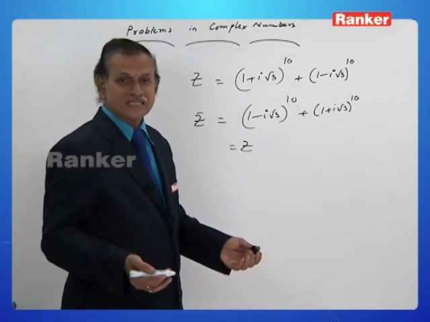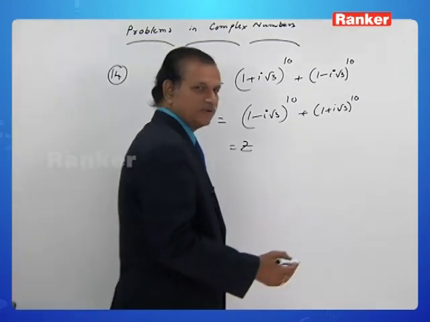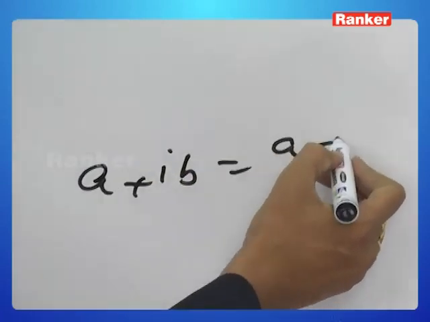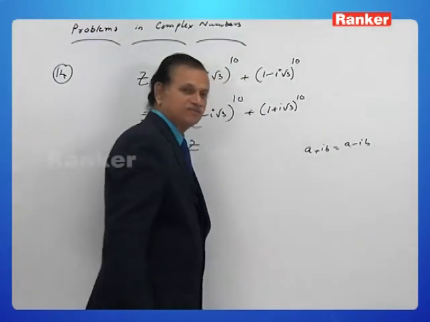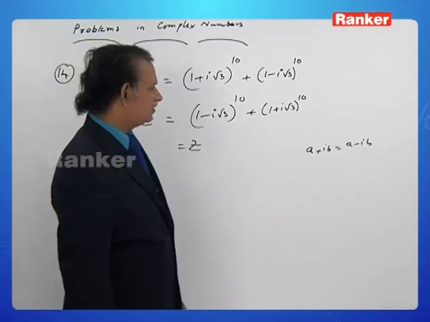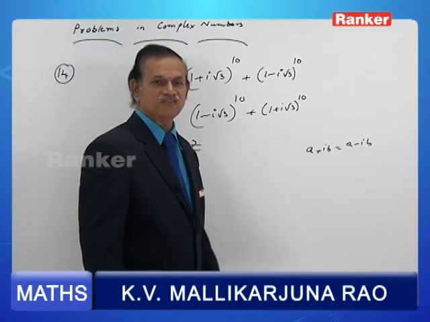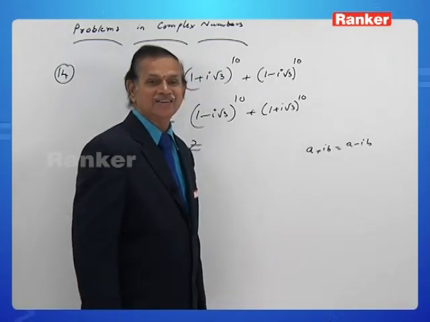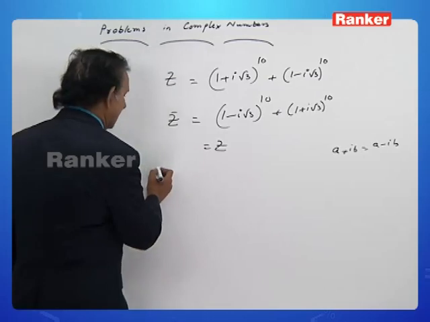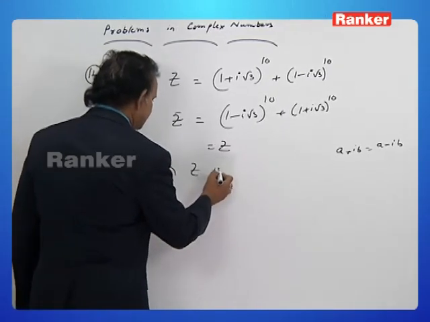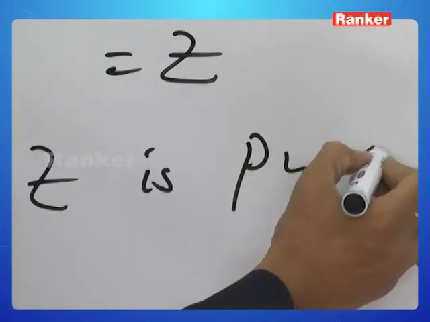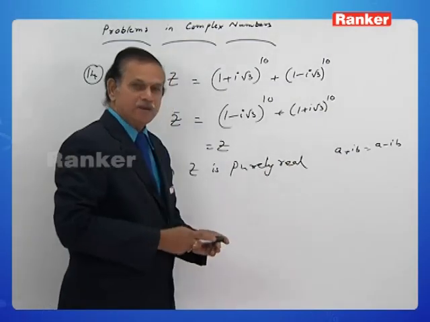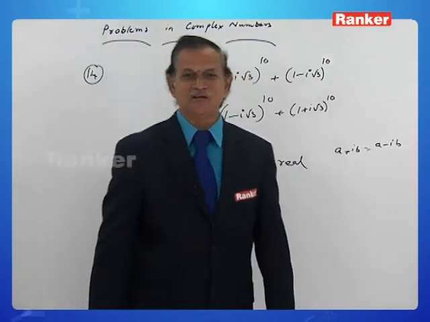What happens when such things occur? It's very simple. Suppose a plus ib is a complex number coinciding with a minus ib. What is the consequence? You can cancel a, and ib plus ib is 0, that is b is 0. As b is 0, it is purely real. This implies z is purely real, that is, it can be expressed on the real axis only, that is on the x-axis.